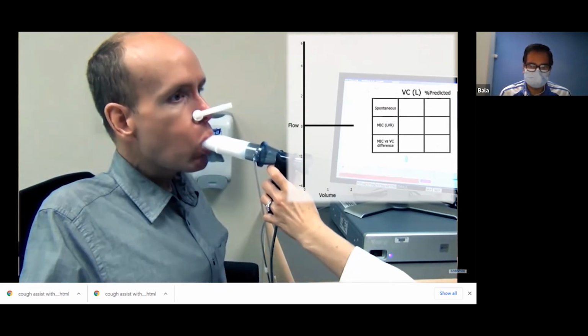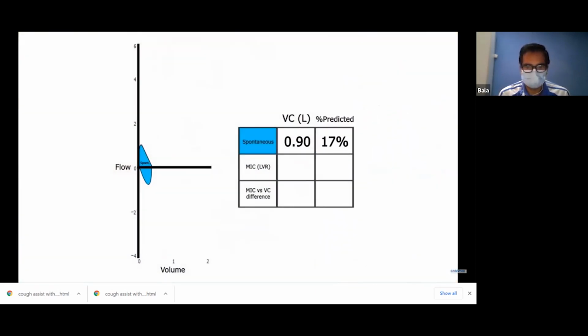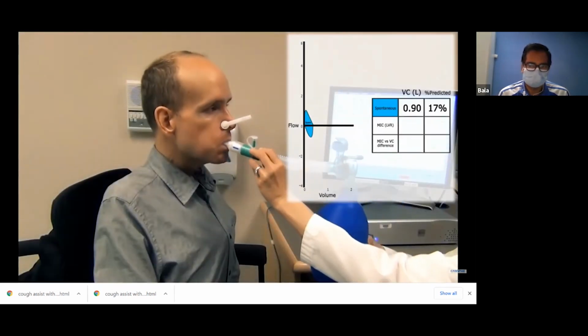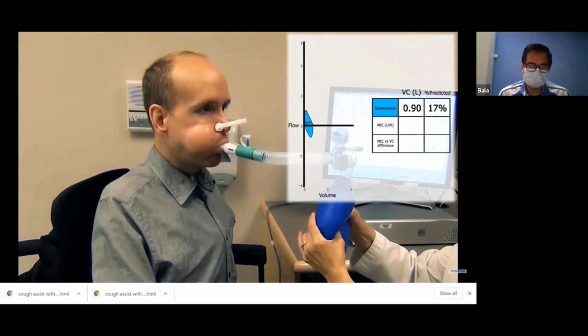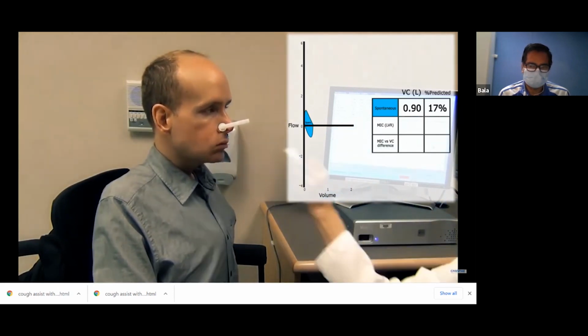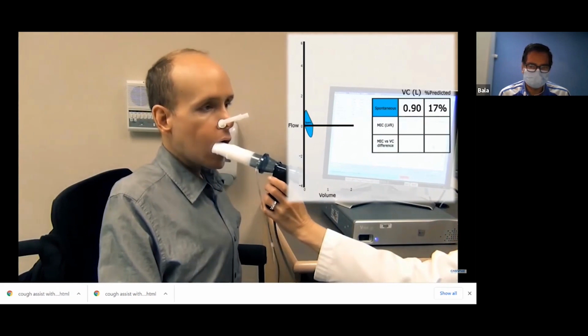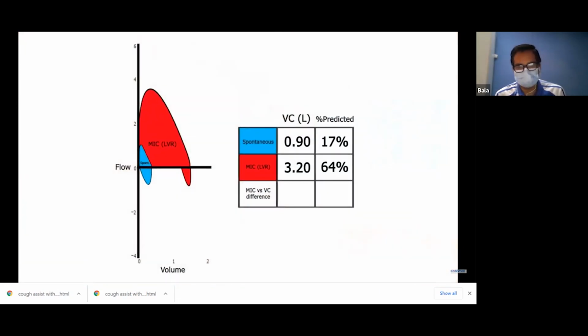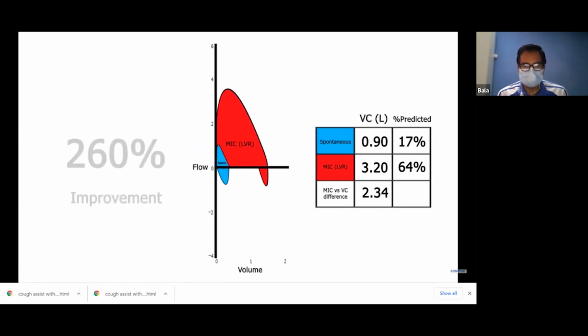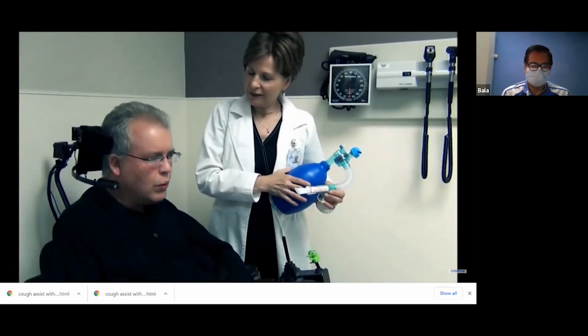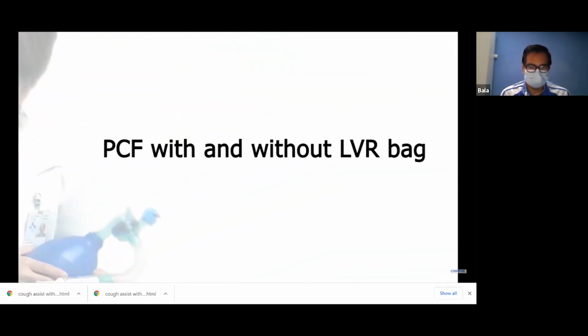Brad's forced vital capacity without the LVR bag is 0.9 liters, 17% of predicted normal. The forced vital capacity is then repeated using the LVR bag. Brad's MIC lung volume is 3.2 liters, 64% of predicted normal. The use of the LVR bag for Brad results in an MIC-VC difference of 2.34 liters, a significant lung volume recruitment improvement of 260%.